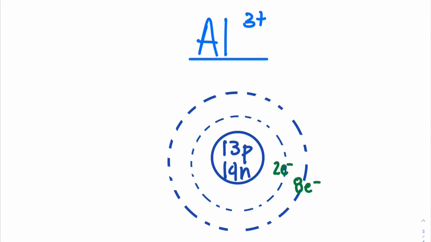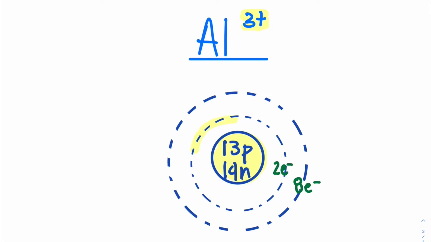In contrast to that, we have our aluminum ion, which has a 3+ charge. The nucleus of ions never changes. The amount of protons in an ion will never change, or else you will change the identity of the atom. What does change, however, for an ion is the amount of electrons.